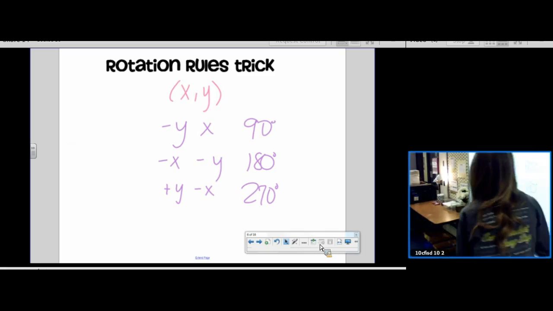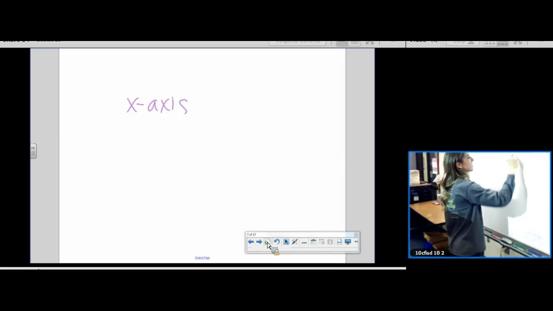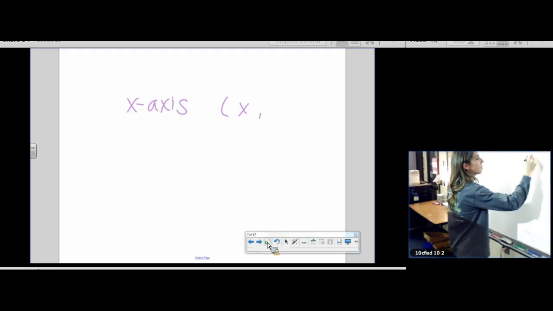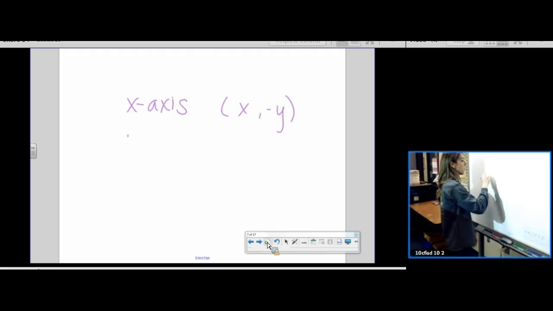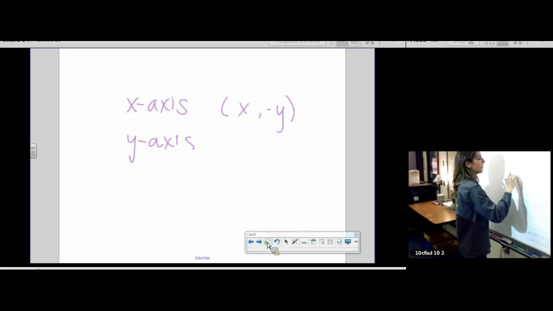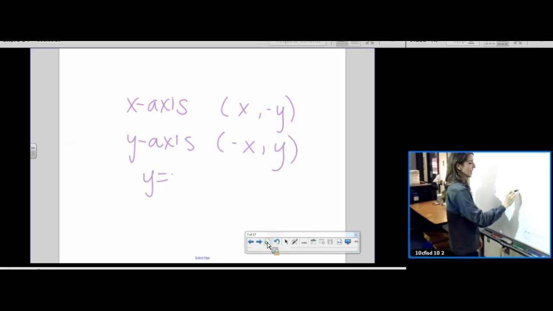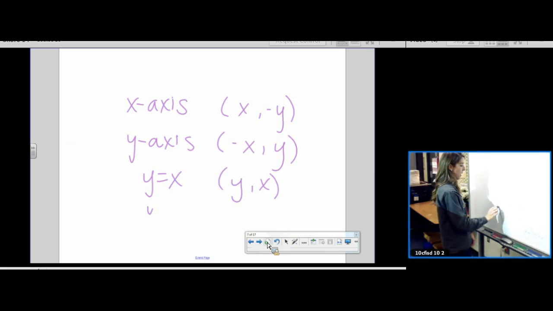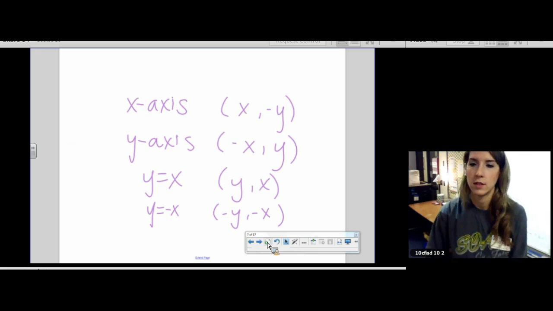Let me remind you of the reflection rules. If you want to reflect over the x-axis, oops, that's a negative, you negate the y. If you want to reflect over the y-axis, you negate the x. If you want to reflect over y equals x, you do Freaky Friday, they trade places. And y equals negative x, they trade places, but they also become negative.